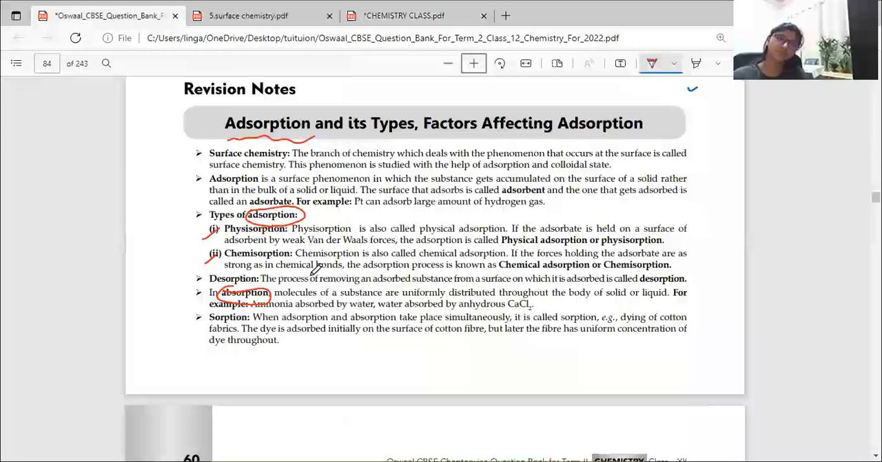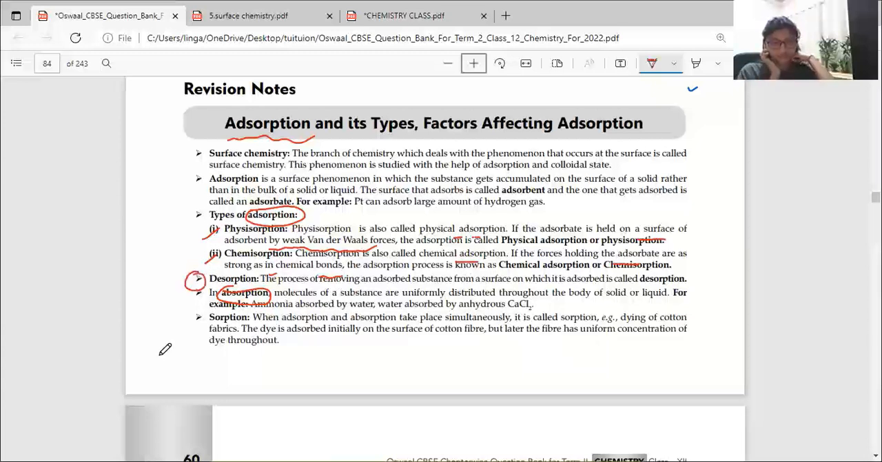So physisorption and chemisorption. Physisorption is called physical adsorption. The adsorbate is held on the surface of the adsorbent by weak van der Waals forces. That is called physisorption. In case of chemisorption, it is also called chemical adsorption. The forces holding the adsorbate are strong, chemical bonds. That is known as chemisorption, right?